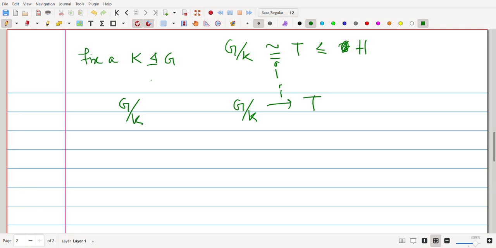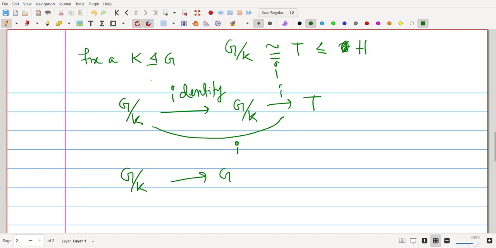Now we have G mod K to G mod K, the identity map. If you compose it with I, you will get I. But if G mod K has a different automorphism, say psi from G mod K to G mod K, then the composition I compose psi must be different from I. So this gives you a different isomorphism from G mod K to T, and that gives you a different homomorphism.